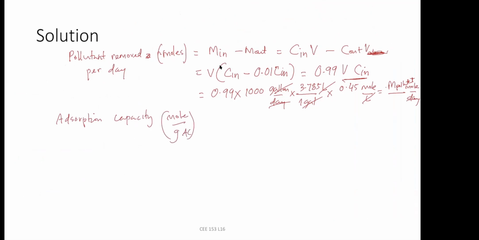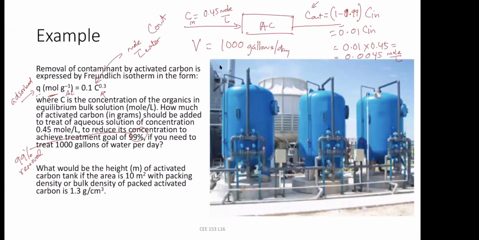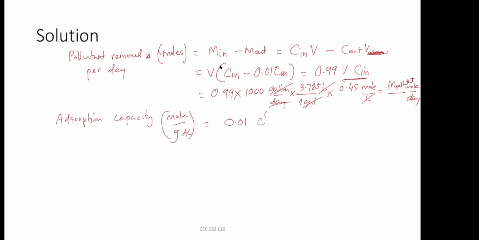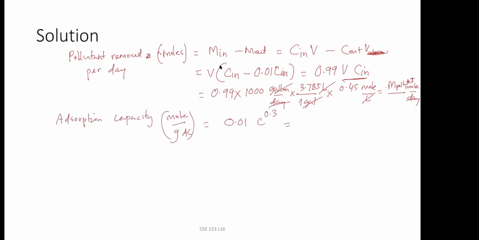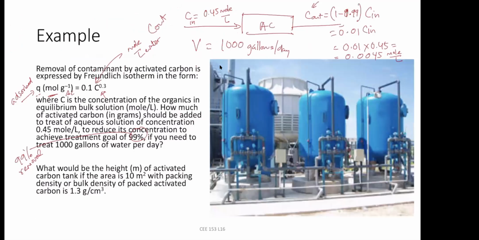The unit is moles of pollutants per gram of activated carbon. Okay, it is 0.01 times C to the power 0.3. So again, this C is the treatment goal. So whatever your effluent is, it's not before adsorption, it's after adsorption. It's because after equilibrium. So 0.01 times C is C, so whatever C out.